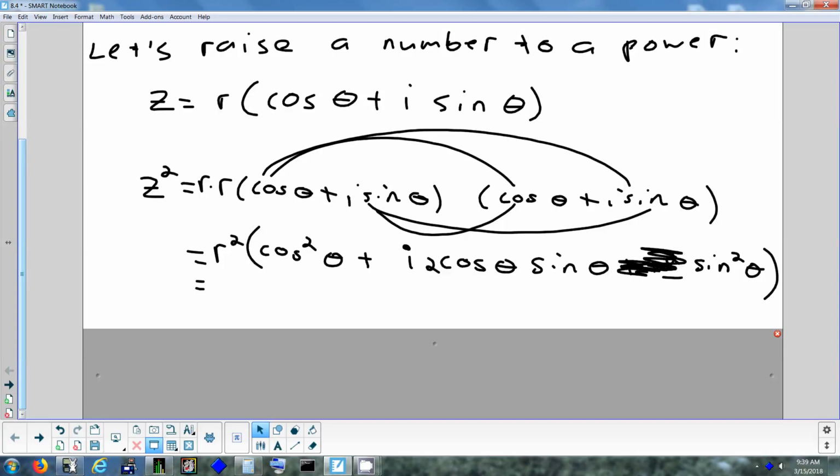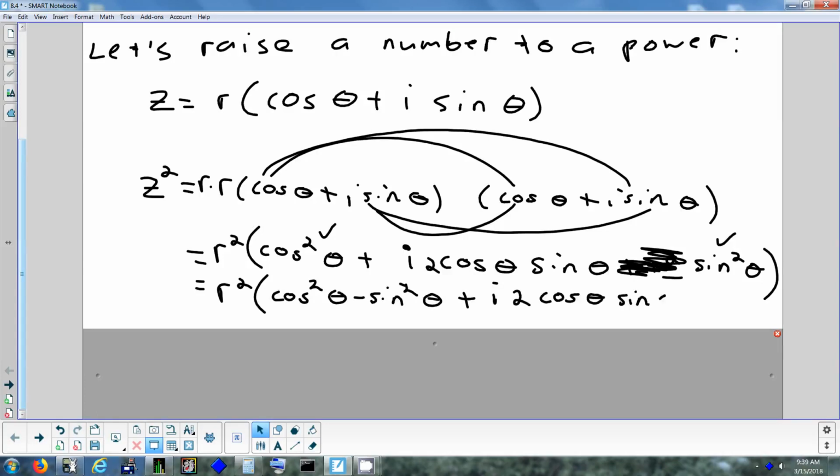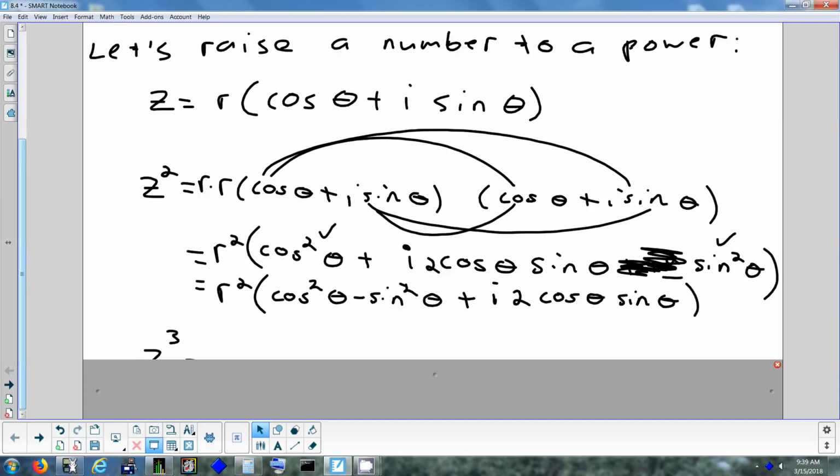Now I'm going to reorder some things. I'm going to put r squared, and I'm going to write cosine squared minus sine squared. That's a trig identity. Okay? And it's a double angle identity. If you're thinking sine squared plus cosine squared equals 1, that's an identity, but that's not this one. Cosine squared minus sine squared is something. And 2 cosine sine is also something.